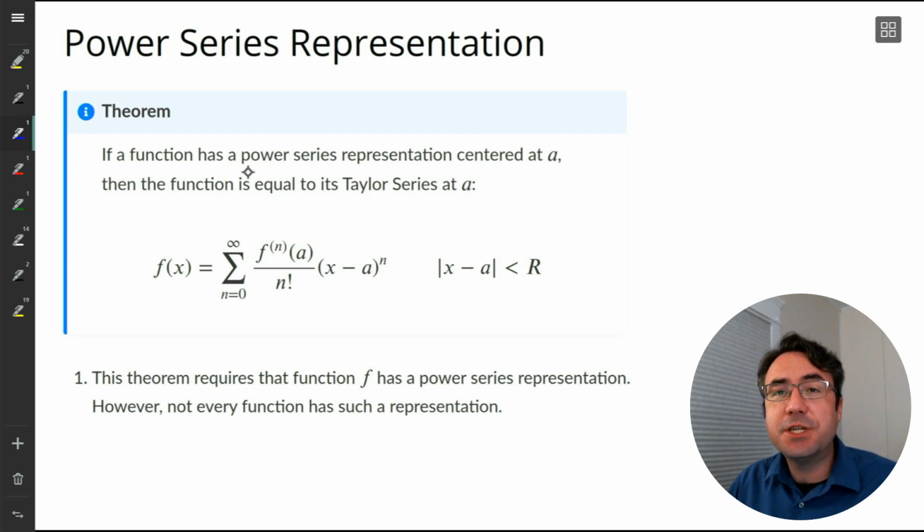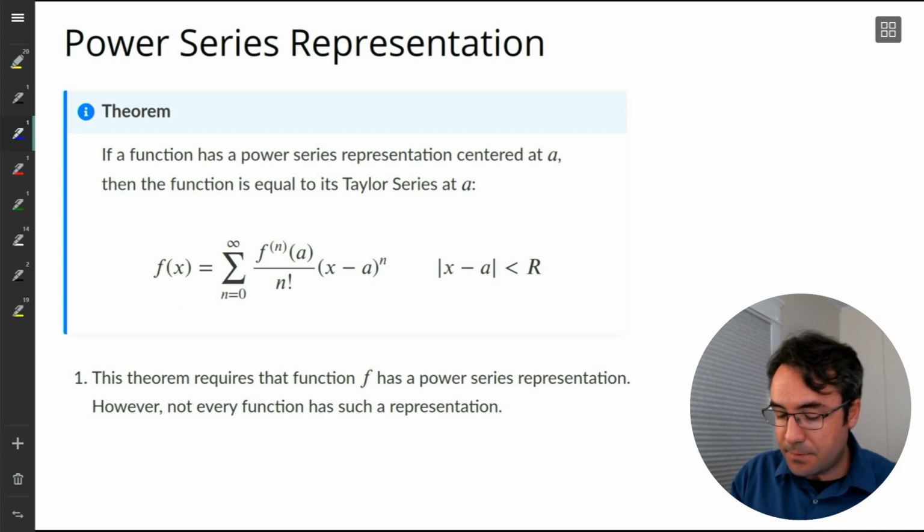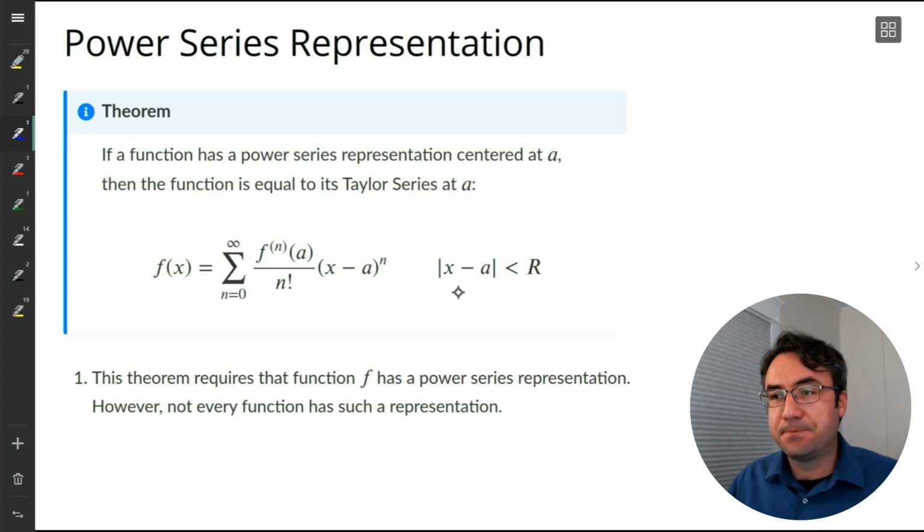And it says if a function has a power series representation centered at a, well then the function is actually equal to its Taylor series centered at a. And that's what this says. It says f of x is equal to its Taylor series. So if we know a function can be represented as a power series, well then f of x has to be equal to its Taylor series for certain x values. So we have this extra condition here. We're guaranteed to have this equality when the absolute value of x minus a is less than the radius of convergence.